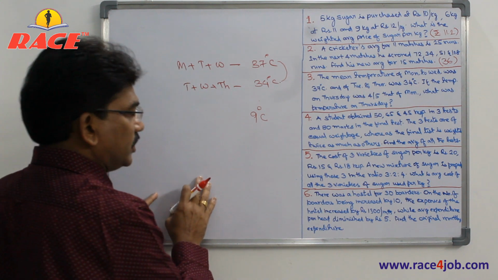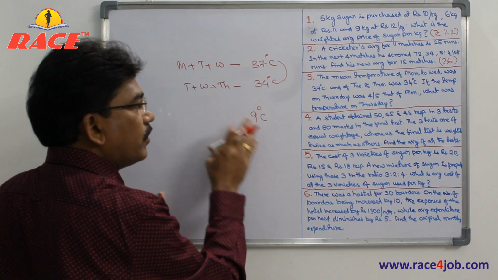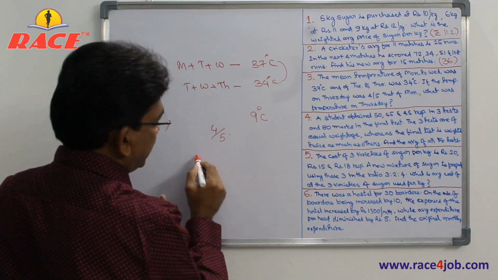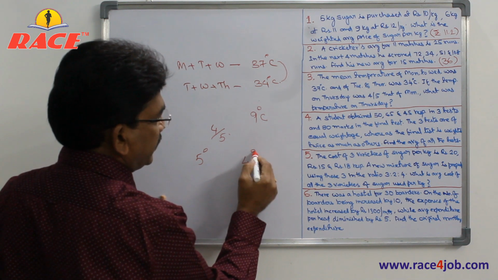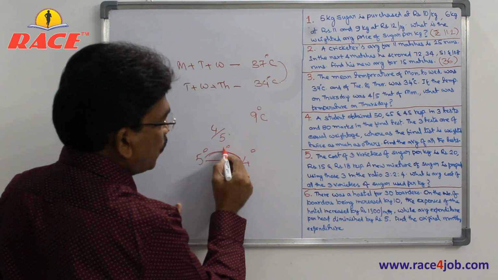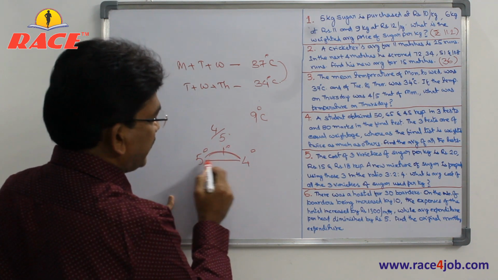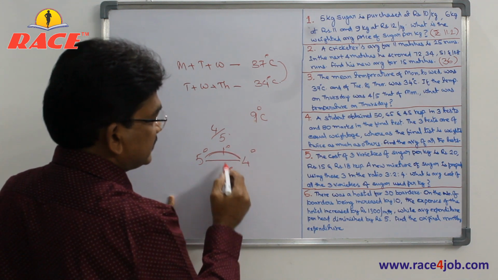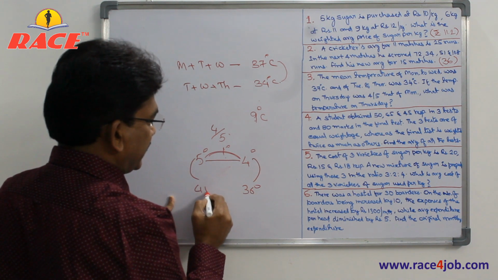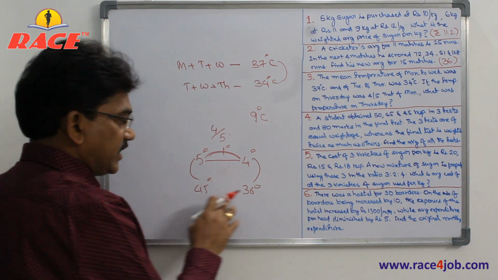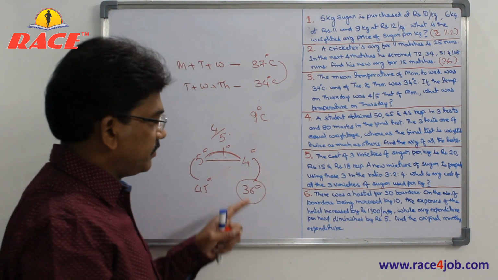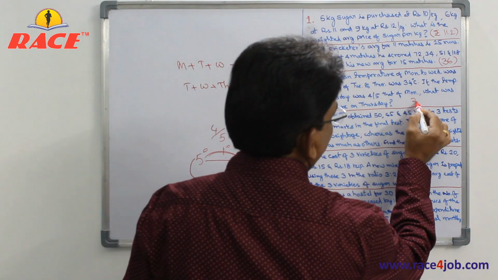But we know that Thursday temperature is 4/5 of Monday. 4/5 of Monday means if Monday is 5 degrees, Thursday is 4 degrees. Here the difference is 1 degree. But it is actually 9 degrees. 9 degrees means this is 9 times 4, 36 degrees. This is 9 times 5, 45 degrees. So Monday is 45 degrees, Thursday is 36 degrees. Is asking what is Thursday's temperature. Thursday's temperature is 36 degrees. Our answer.